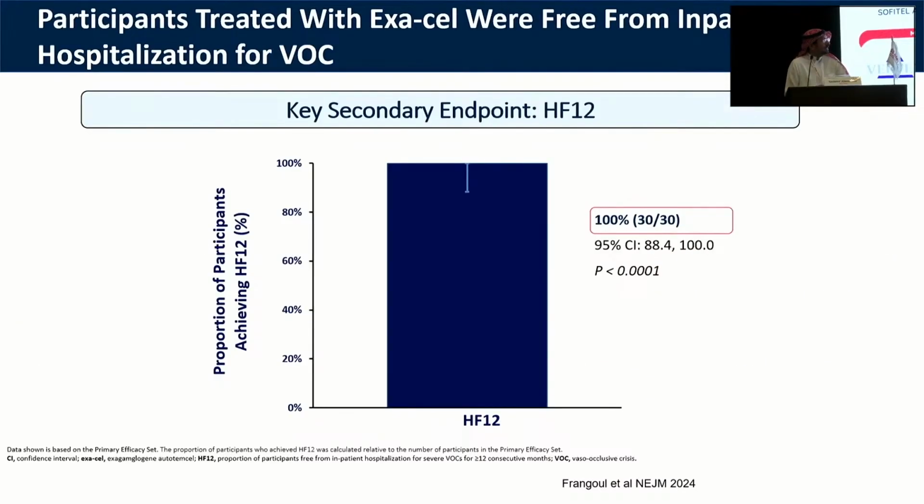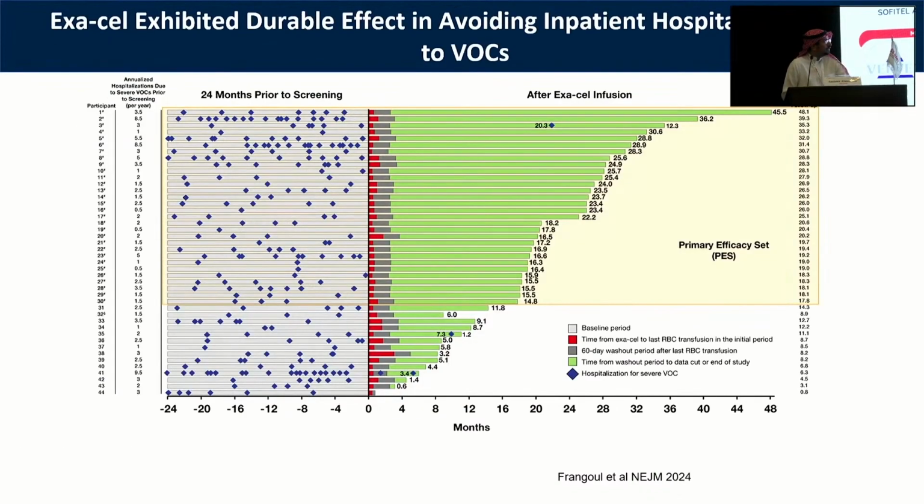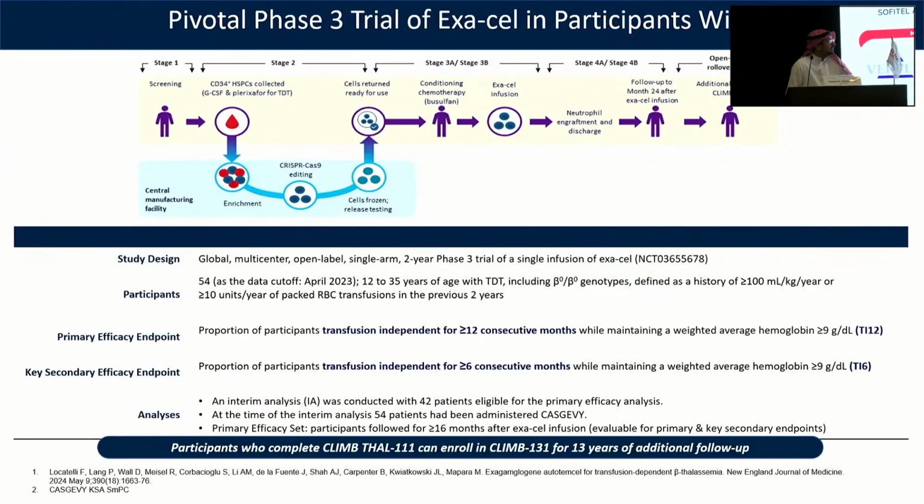And what about the secondary endpoint, which is hospitalization? You can see 100% achieved this secondary endpoint. The blue dots represent the hospitalizations. You can see all the patients didn't require any hospitalization, which is the major issue with sickle cell disease with the current vaso-occlusive crisis.